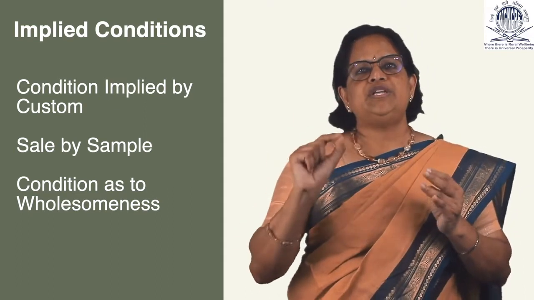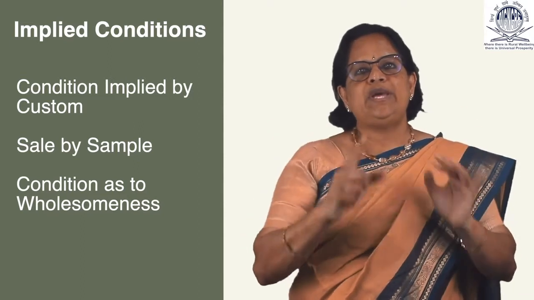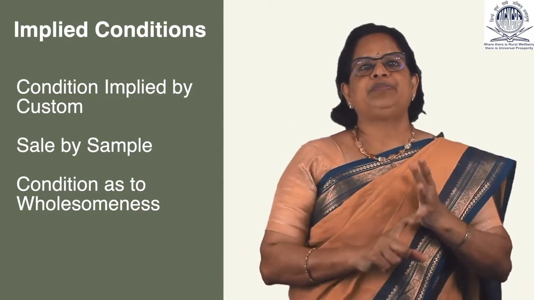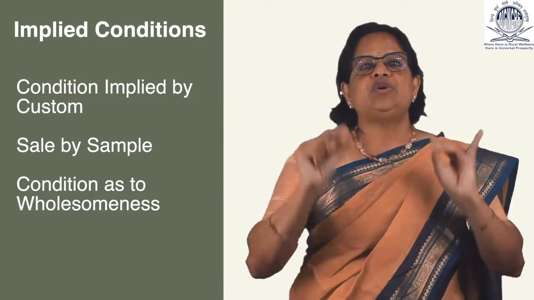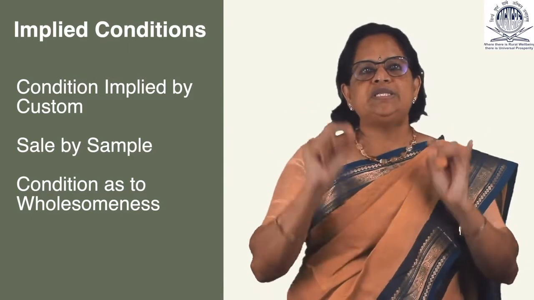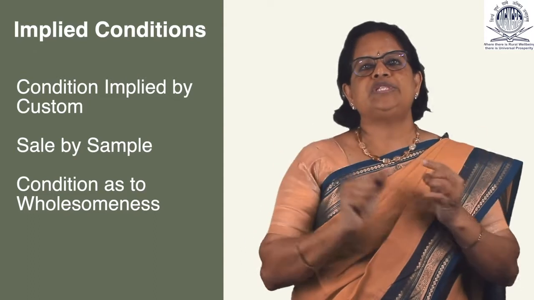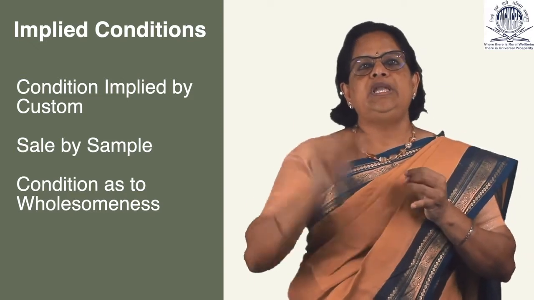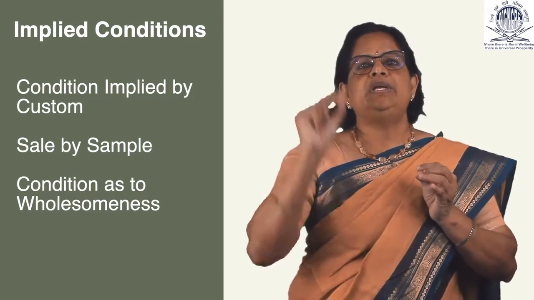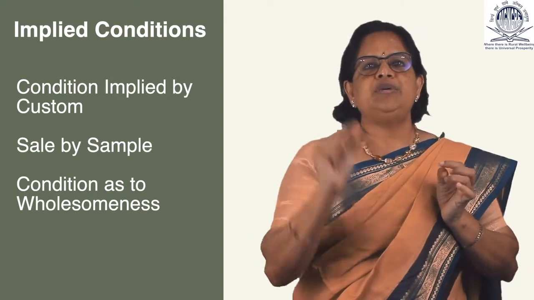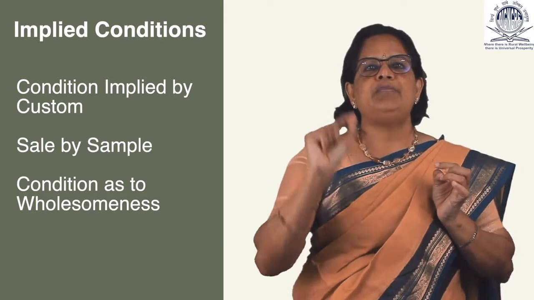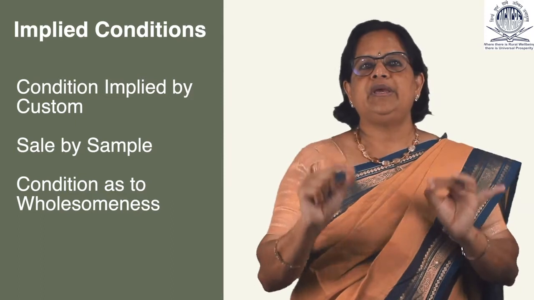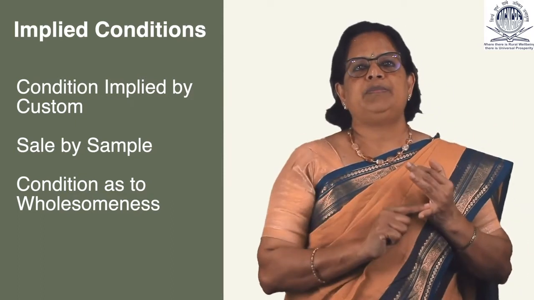The next implied condition is sale by sample, where a sample of the ordered product is provided to the buyer and the parties treat the sample as of a standard quality for sale. There is a condition that the goods will conform to the sample. Such sale is termed as sale by sample. In the case of a contract of sale by sample, there is an implied condition that the major part of the product shall correspond with the sample in quality, that the buyer shall have the opportunity of comparing the major part of the product with the sample.